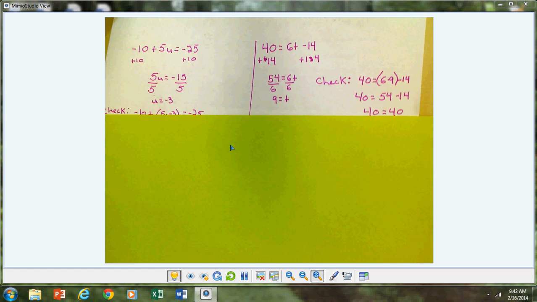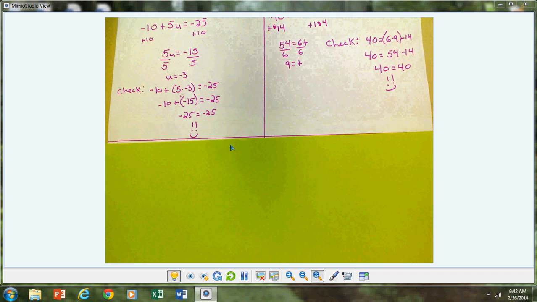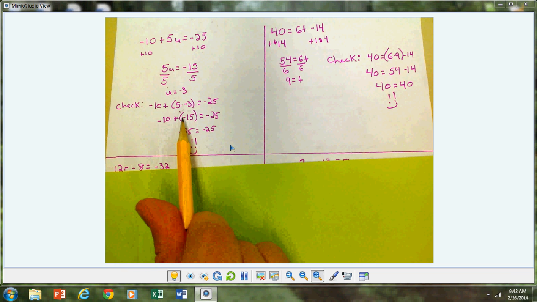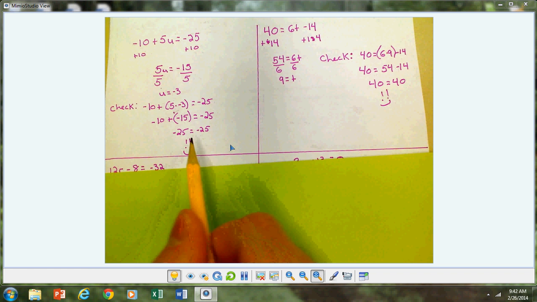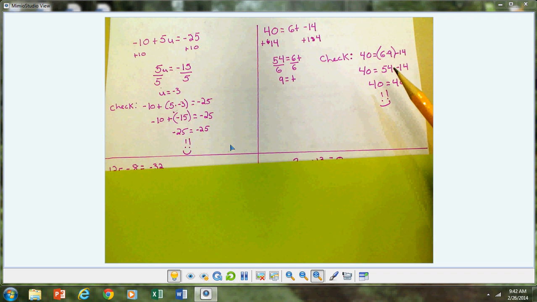Here are the answers and check for the first two problems. Okay. I have u equaling negative 3. I substitute it back into the problem. I get negative 25 equals negative 25, and I'm all good. Same thing over here. I have 9 equaling t, so we balance the equation out. We find out that 40 equals 40, and we're all good.